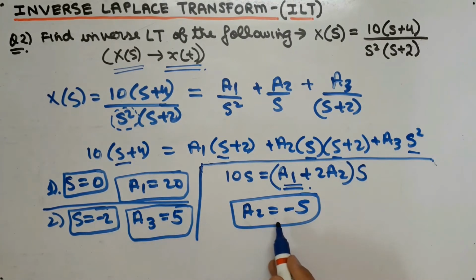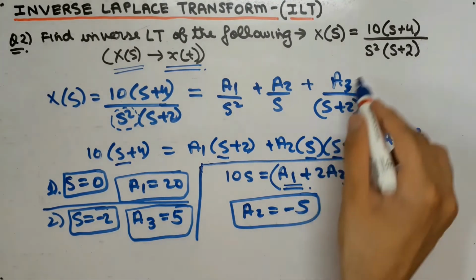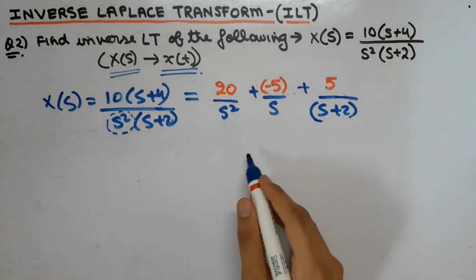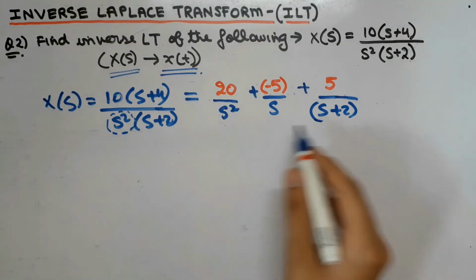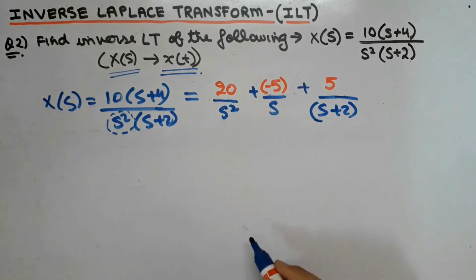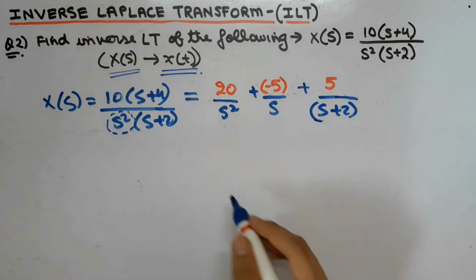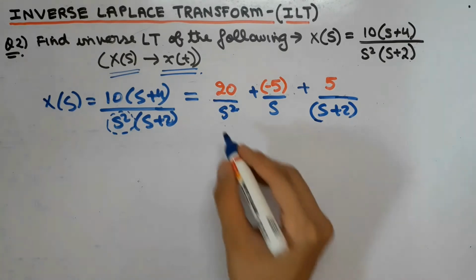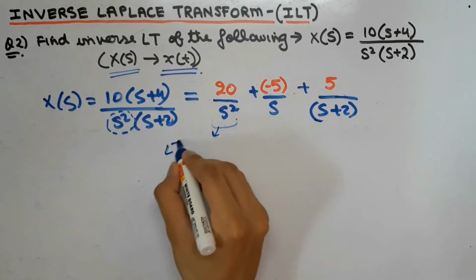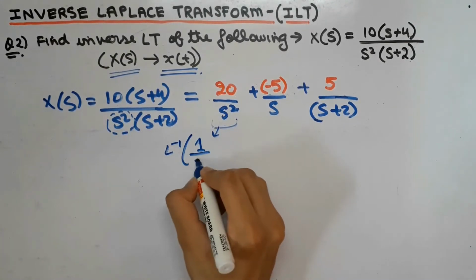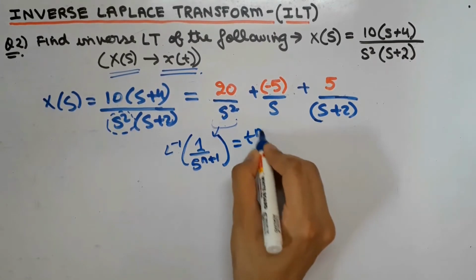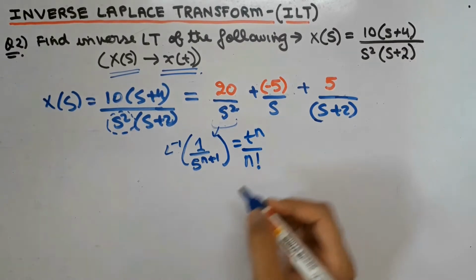Now we are going to put these values of A1, A2 and A3 in this equation and find the value of x(t) using necessary ILT formulas. Now that we have substituted the corresponding values of A1, A2 and A3 in the equation that we found out previously, now we are going to apply the necessary ILT formulas in order to find the value of x(t). So over here we will use the formula L inverse of 1 upon s to the power (n plus 1) is equal to t to the power n upon n factorial.